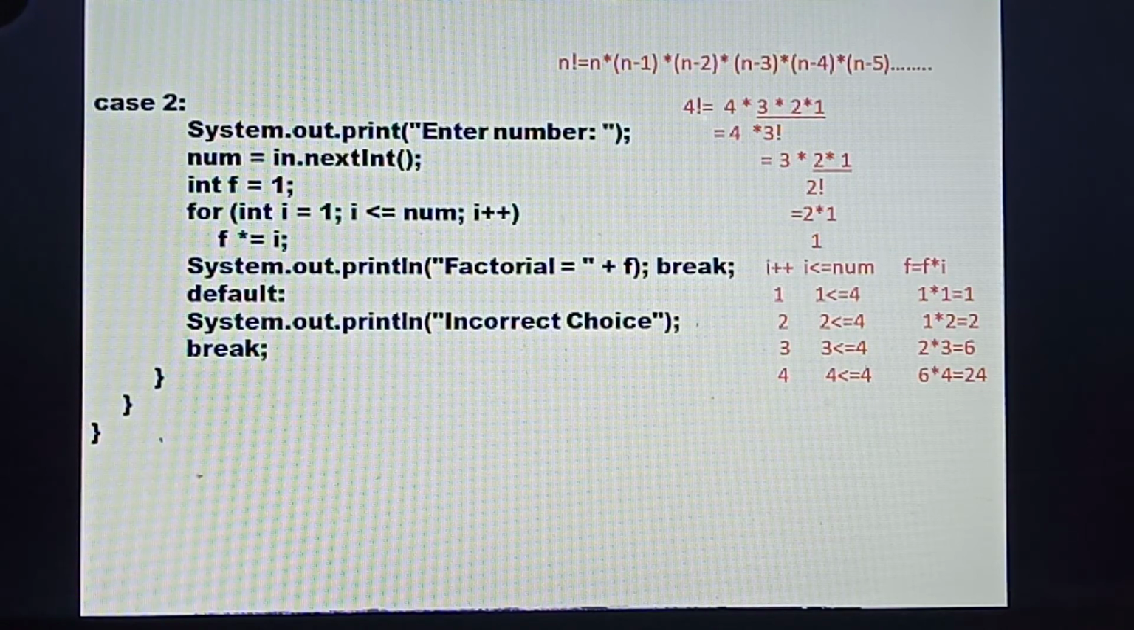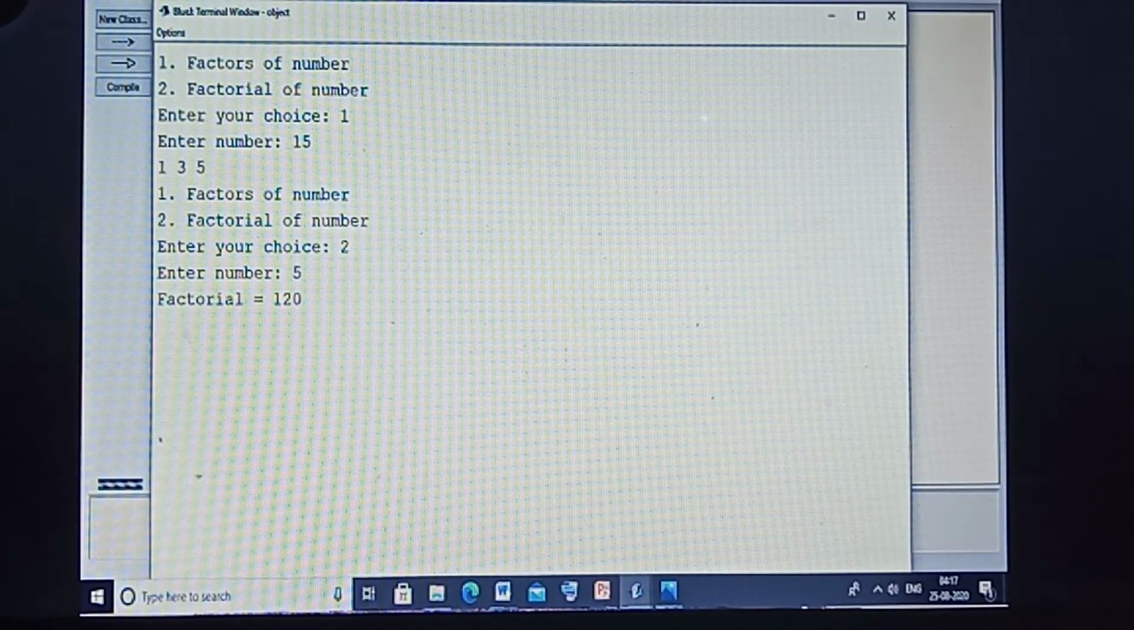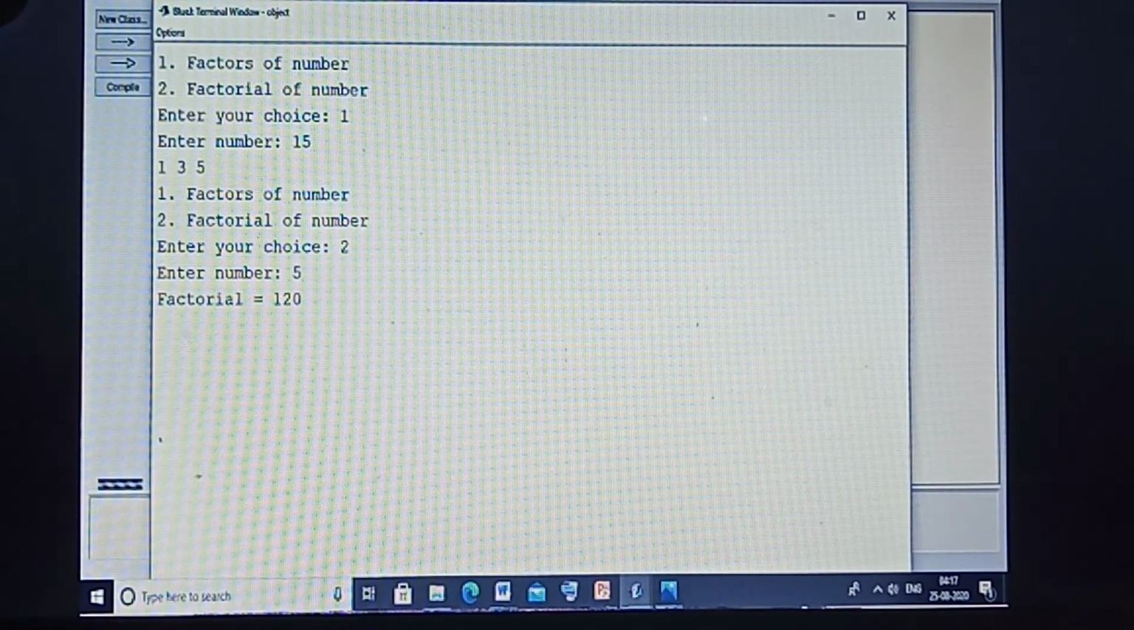Now we can see the output of this program. The choices are there: factor of a number and factorial of a number. Enter your choice. We enter the choice and enter the number 15. So I will get 1, 3, 5. Then enter the choice 2. I have entered 5 factorial. So 5 factorial will be 120. So in this way you can do the program of factor and factorial.